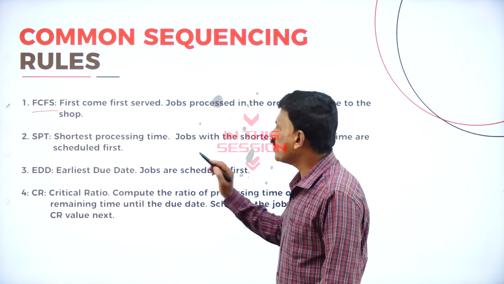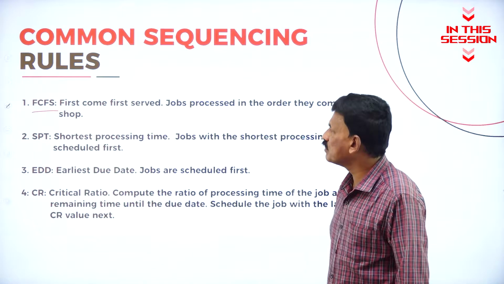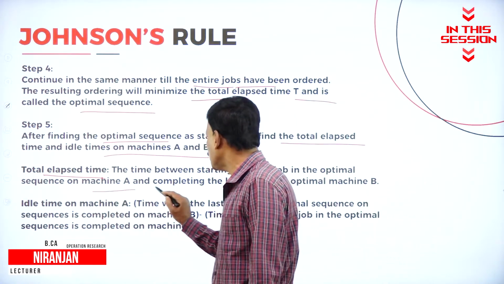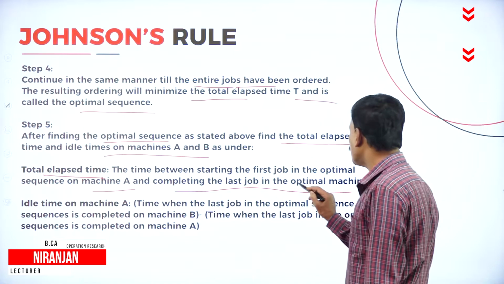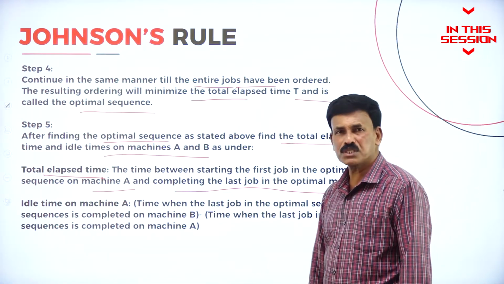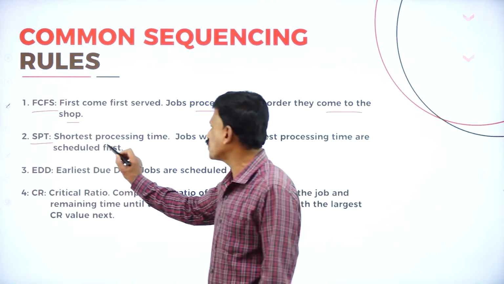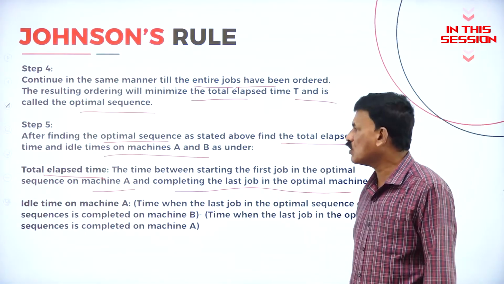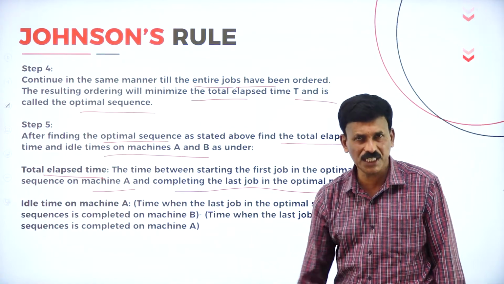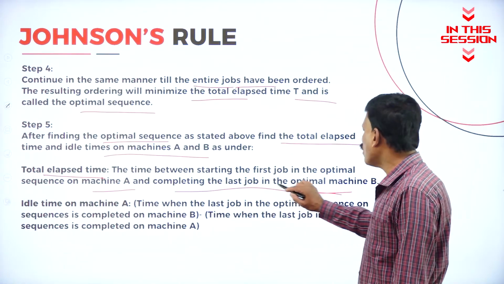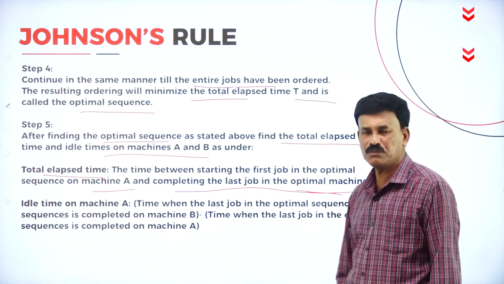FCFS means first come, first served, starting the first job in the optimal sequence on machine A and completing the last job on machine B. That is called the total elapsed time. SPT means the shortest processing time, the time between starting the first job in the optimal sequence on machine A and completing the last job on machine B.